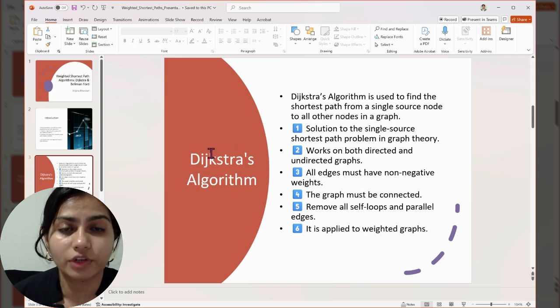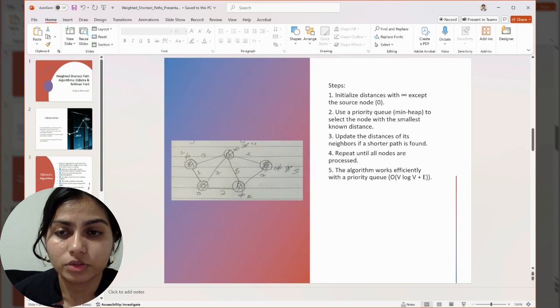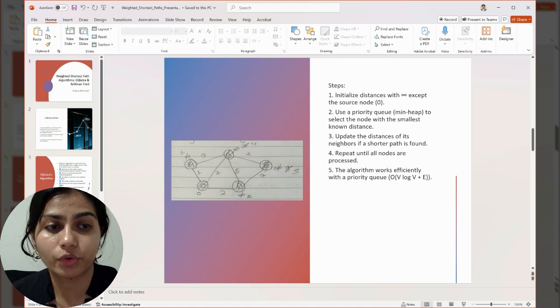There are a few characteristics of Dijkstra's algorithm. It works on connected graphs only, and it removes self loops and parallel edges to simplify processing. It uses a priority queue, or I mean a minimum heap, to efficiently select the next node with the shortest distance. Let me go through the steps of Dijkstra's algorithm.